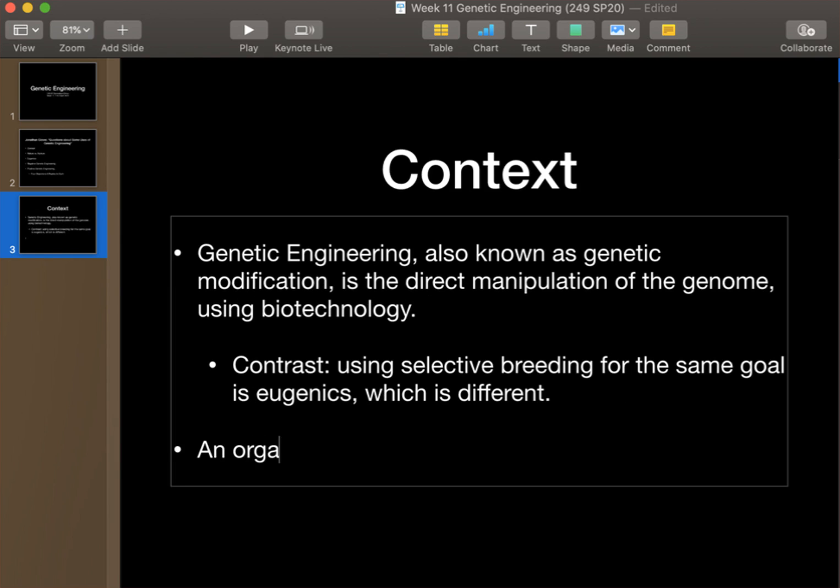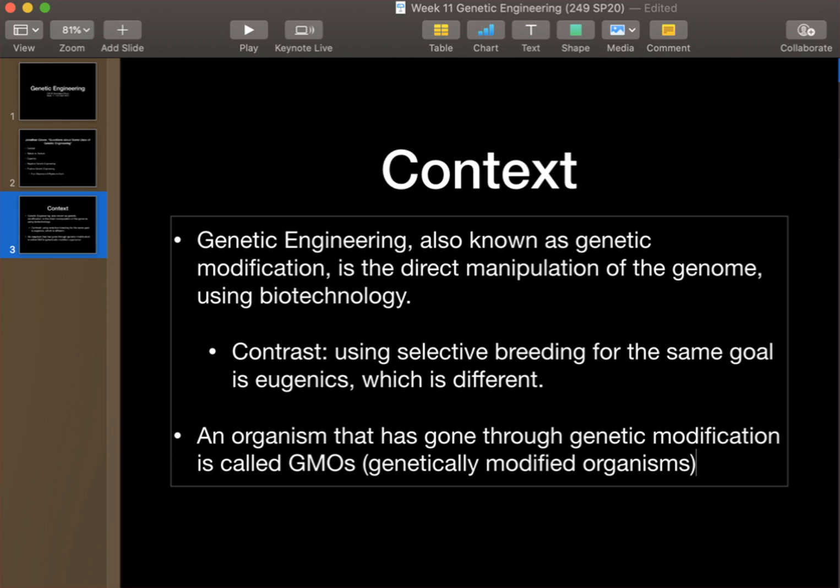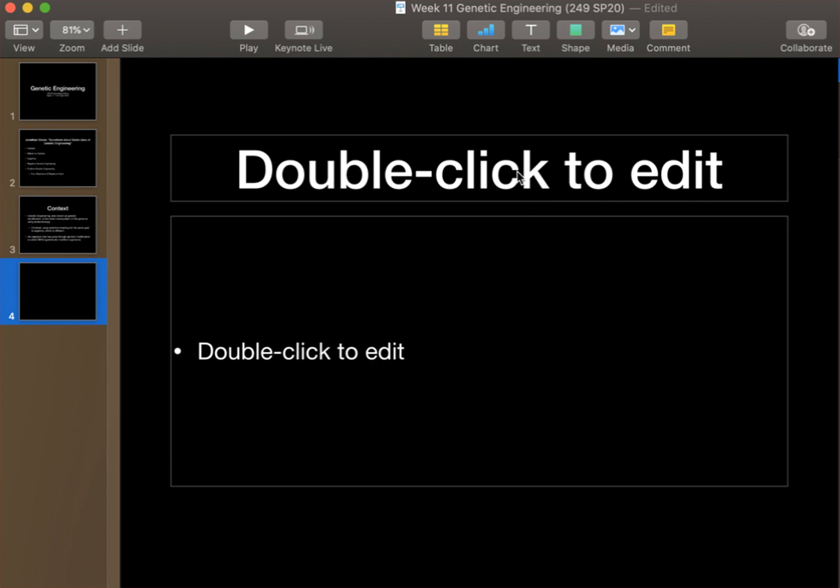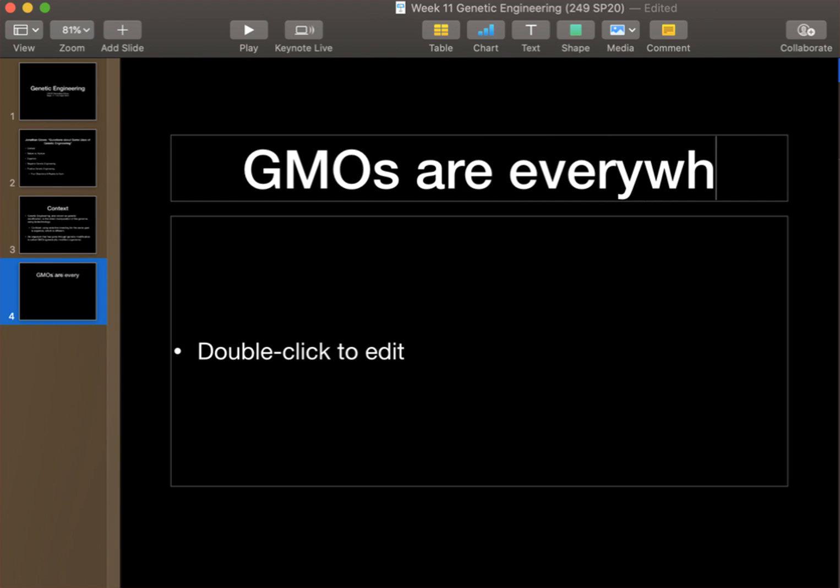Okay, an organism that has gone through genetic modification is called, some of you may know this already, like you can see these things from your grocery stores, especially those Whole Foods type organic grocery stores. These are called GMOs, or genetically modified organisms. Okay? And that actually leads to the next topic, which is GMOs are everywhere.